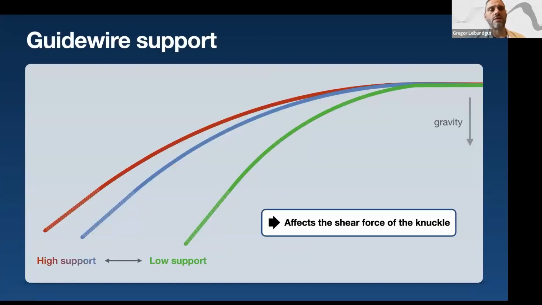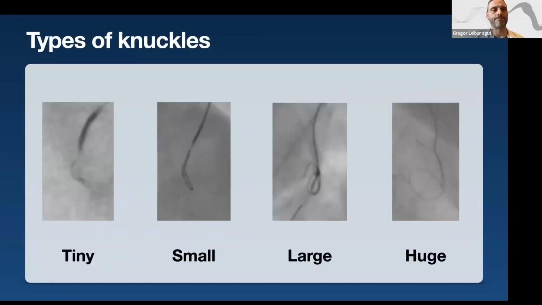Guide wire support is also something really important. The more supportive your wire is, you can imagine the higher the theoretical tip load will eventually be, and therefore it affects the shear force of your knuckle wire. So when you have a Gladius extra support, it would have a more penetrable or more powerful knuckle than if you have just a Fielder XTA, for example.